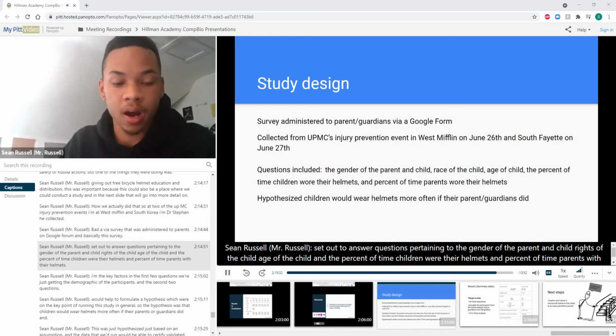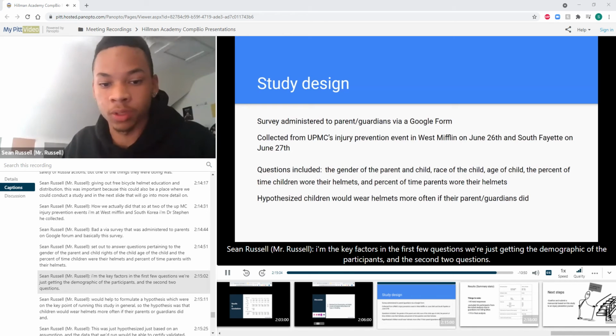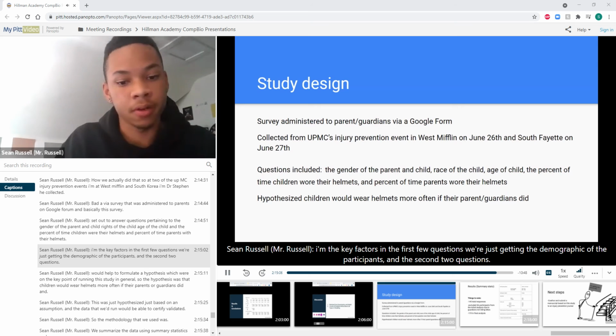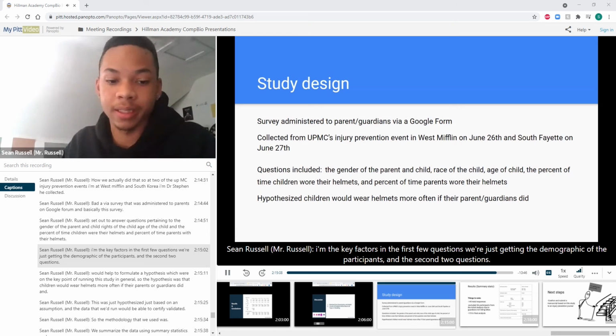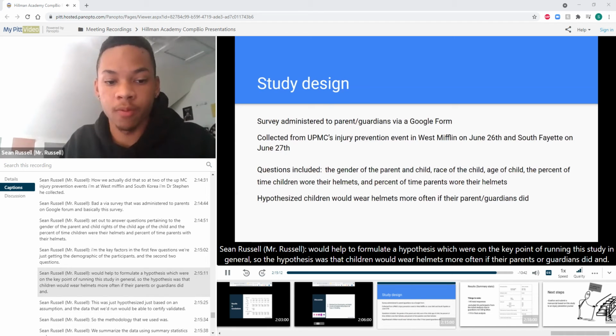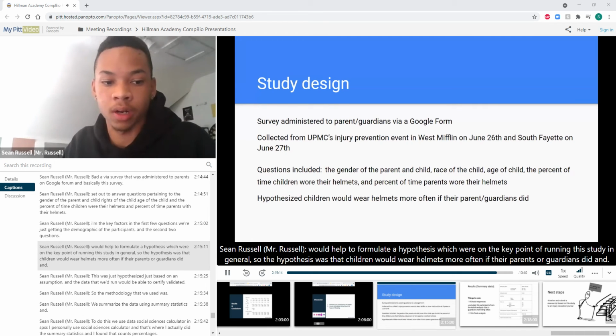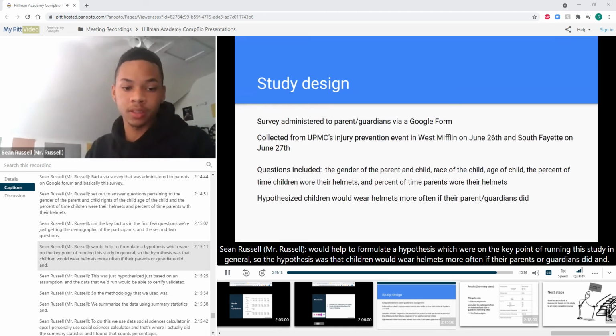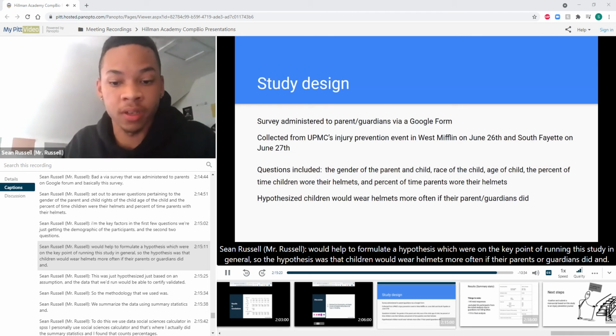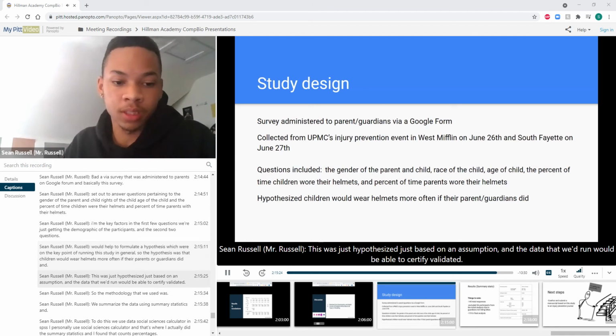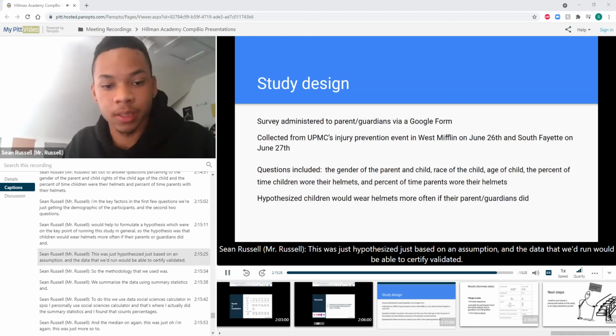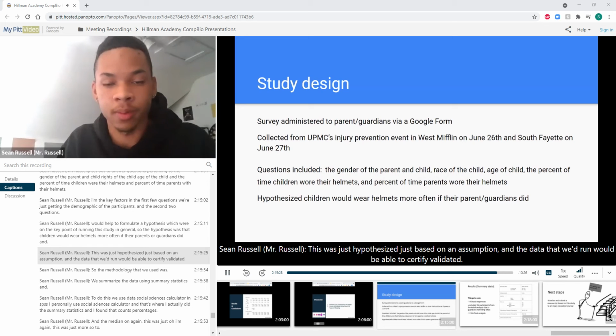The key factors in the first few questions were just getting the demographic of the participants, and the second two questions would help to formulate a hypothesis, which was the key point of running this study in general. The hypothesis was that children would wear helmets more often if their parents or guardians did. This was hypothesized just based on an assumption, and the data that we'd run would be able to certify whether it was validated or not.